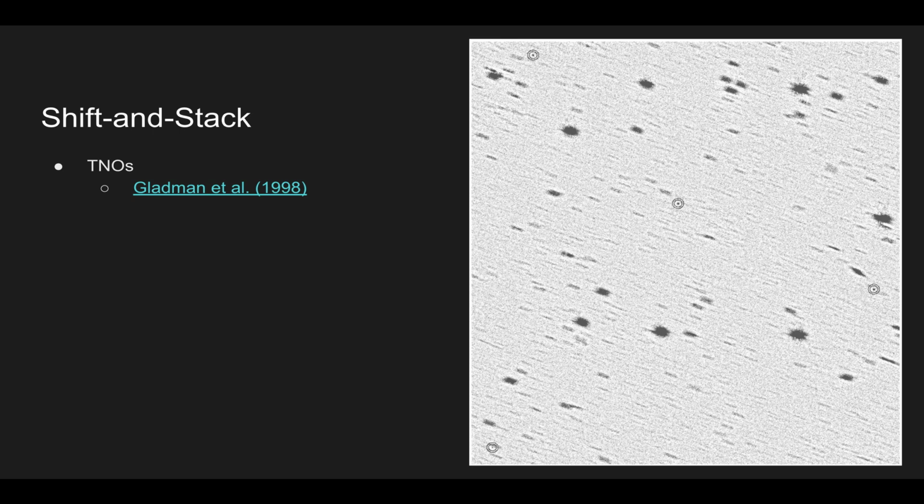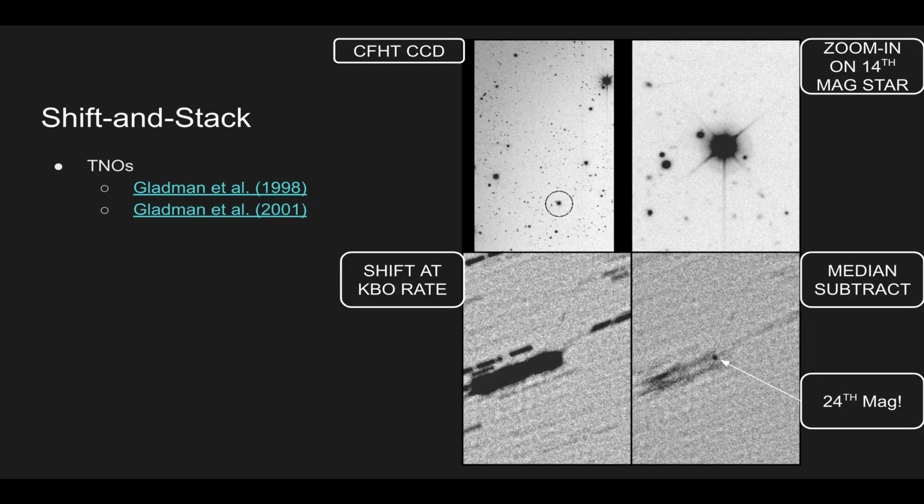Now, as well as this shifting and stacking up of the flux in one area, you can do a few other things that are of interest. One thing I'll mention briefly is the ability to look at faint objects that you might otherwise naively expect to be hidden in the glare of bright objects. So here's some more CFHT data, zooming in on a 14th magnitude star in that image, and then again shifting the data at a rate appropriate for a Kuiper Belt object.